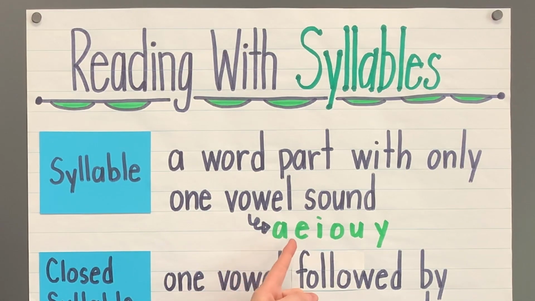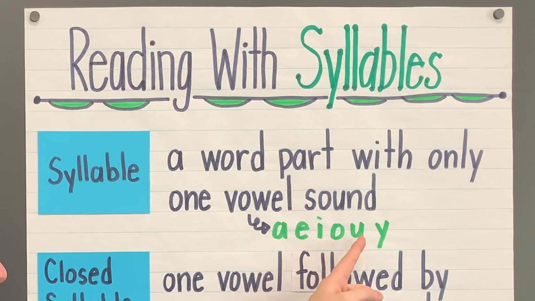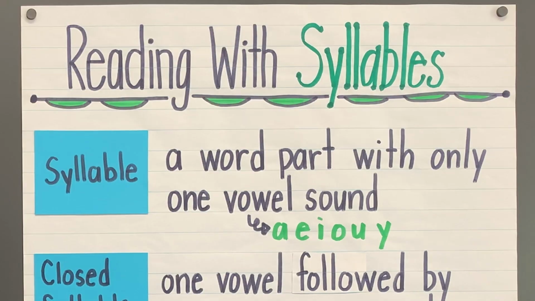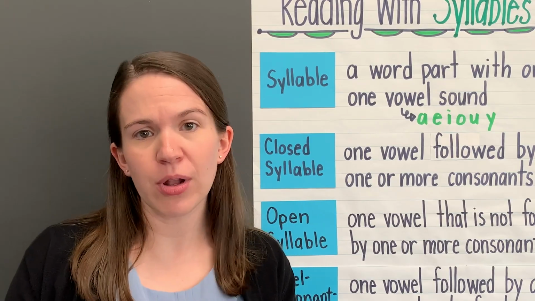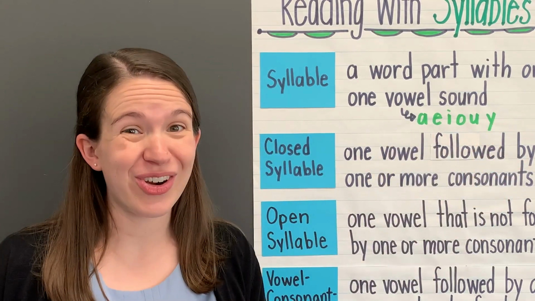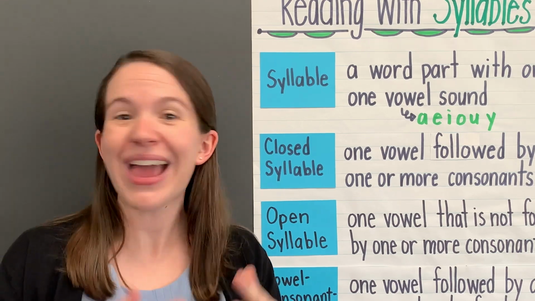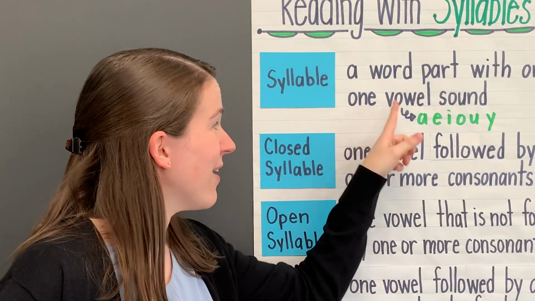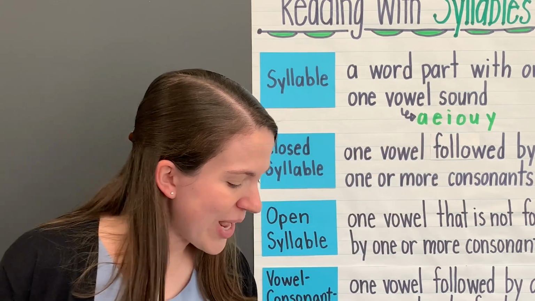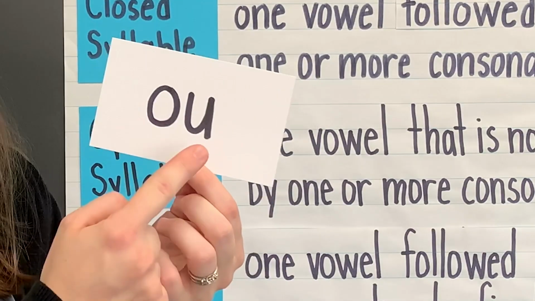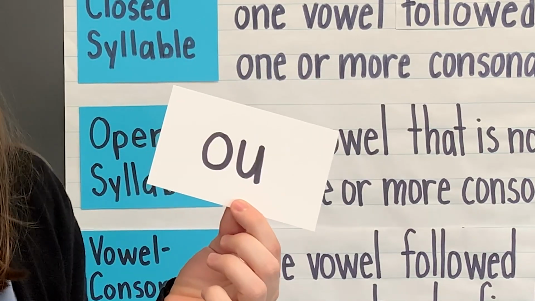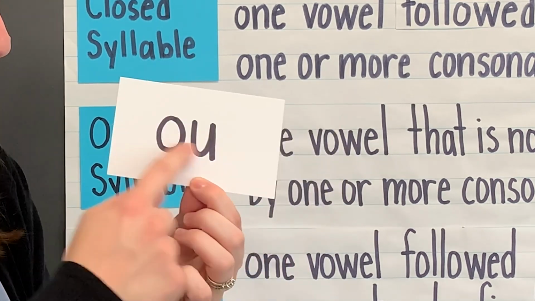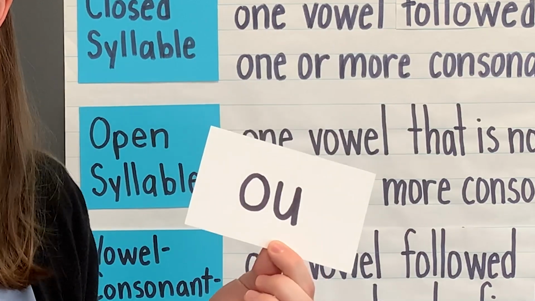Remember, the letters A, E, I, O, U, and often the letter Y usually make a vowel sound. Now, when you see a written syllable, you might see more than one of these letters written in that syllable. That can only happen if the letters are working together to make one vowel sound. We see this when we have vowel teams like O, U, where the letters work together to make the ow sound. There are two letters here, but there's only one vowel sound.